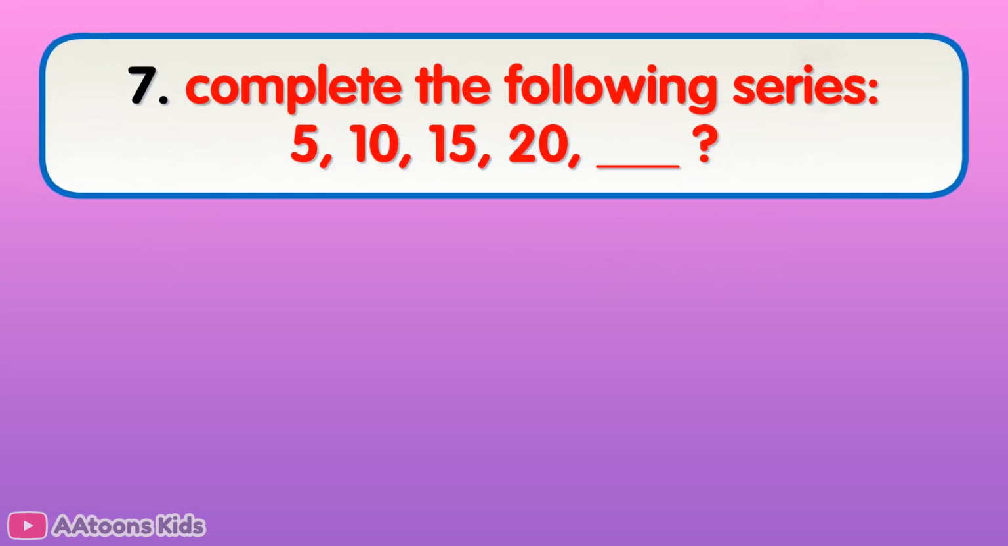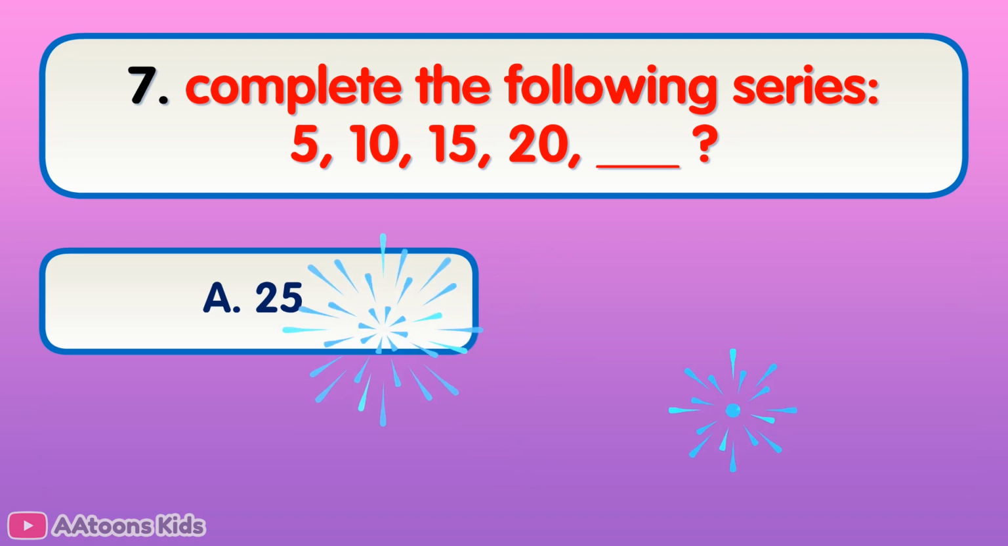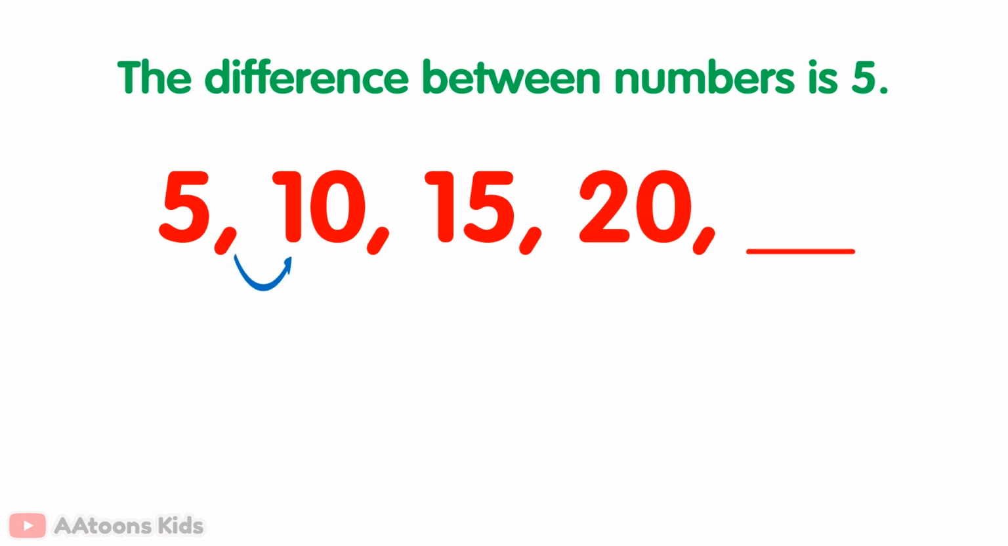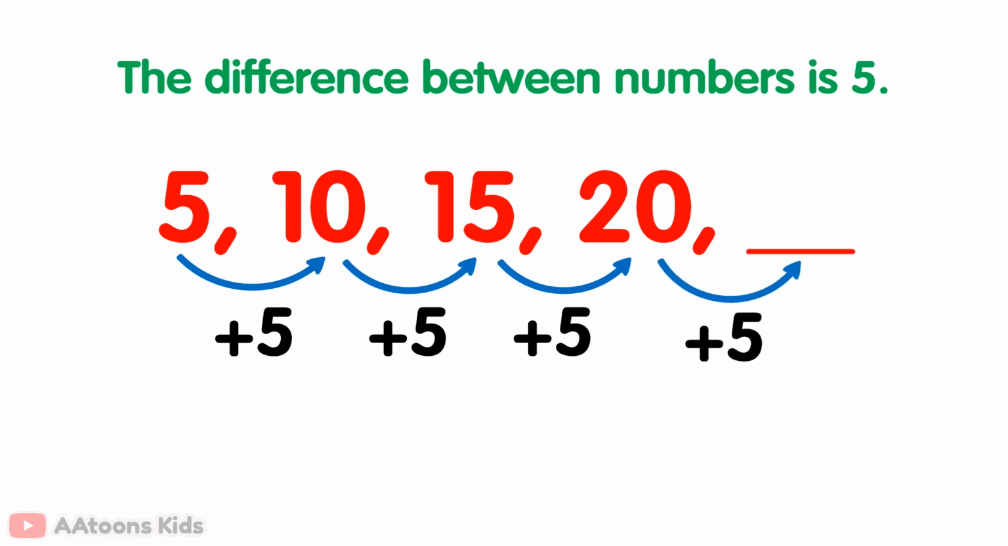Complete the following series. 5, 10, 15, 20. 25. The difference between numbers is 5. 5 is added to 5, it becomes 10. 5 is added to 10, it becomes 15. 5 is added to 15, it becomes 20. In the same way, again, 5 is added to 20, it becomes 25. So the answer is 25.